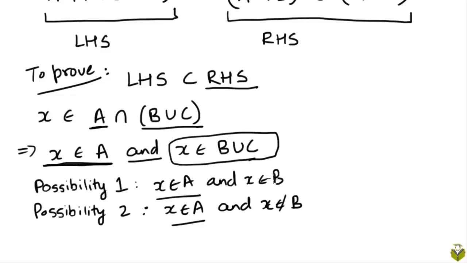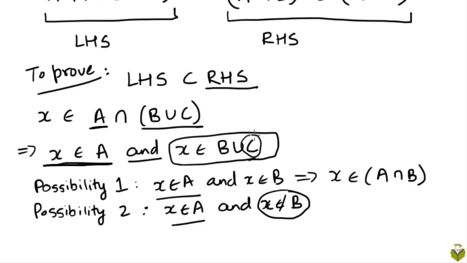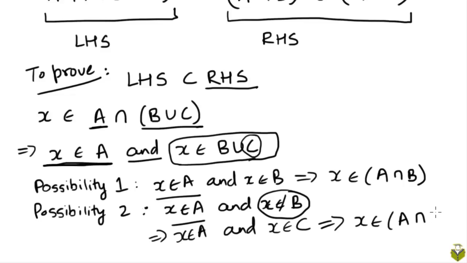Now if X belongs to B and X belongs to A, then X must belong to A intersection B. Now what if X belongs to A and X does not belong to B? If X does not belong to B, then X must belong to C, because X belongs to the union of B and C, and if X doesn't lie in B, then it must be an element of C. This means X belongs to A and X belongs to C. If X belongs to both A and C, that means X belongs to the intersection of A and C. So these are the two possibilities.